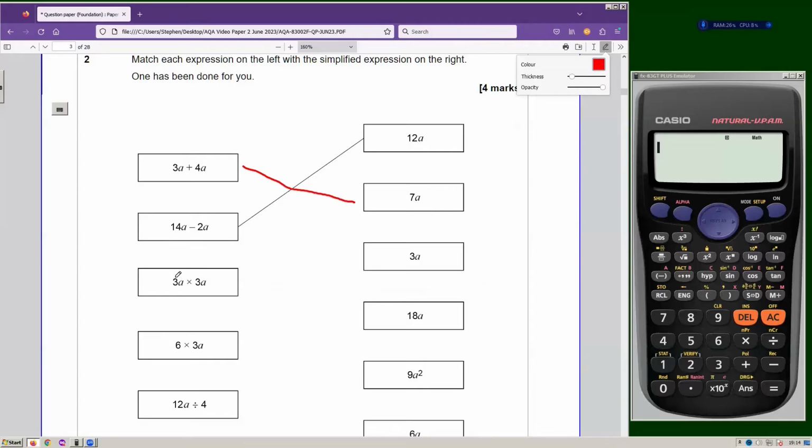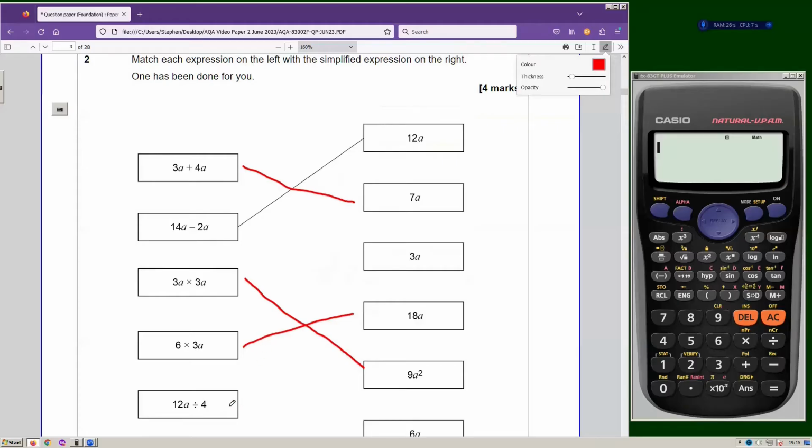Okay. 3a times 3a, this is times. So we have to go 3 times 3 is 9. And then a times a is a squared. So we should be looking for 9a squared. That's this one down here. 6 times 3a. Well, there's not an extra a there. So it's just 6 3s are 18. 18a. Where is 18a? There it is.